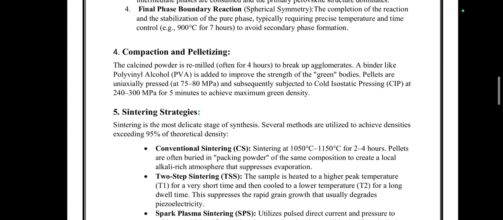After calcination, the next step for the synthesis of KNNBCT material is compaction and pelletizing. The calcined powder is remilled, often for 4 hours, to break up agglomerates. A binder like polyvinyl alcohol is added to improve the strength of the green bodies. Pellets are pressed at 75 to 80 megapascal and subsequently subjected to cold isostatic pressing at 240 to 300 megapascal for 5 minutes to achieve maximum green density.